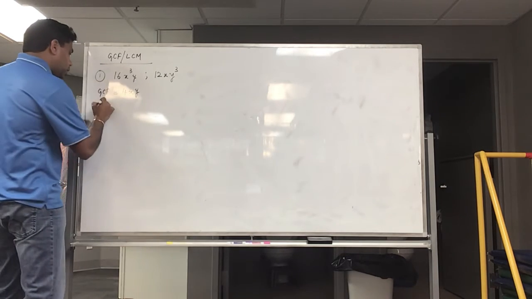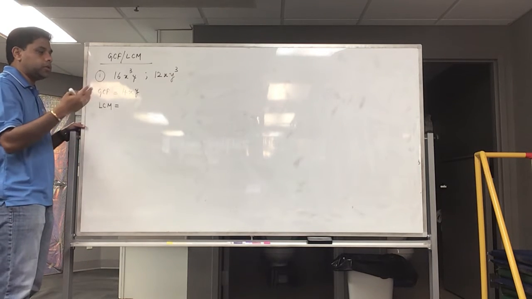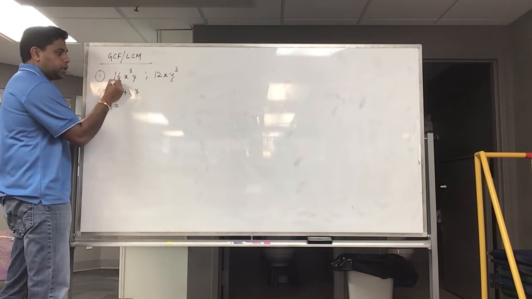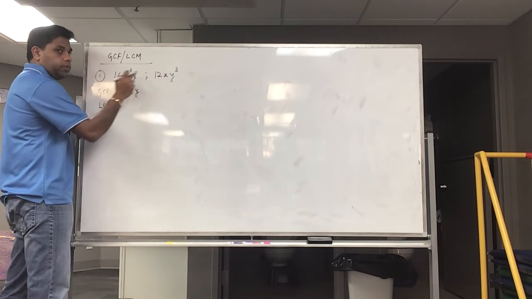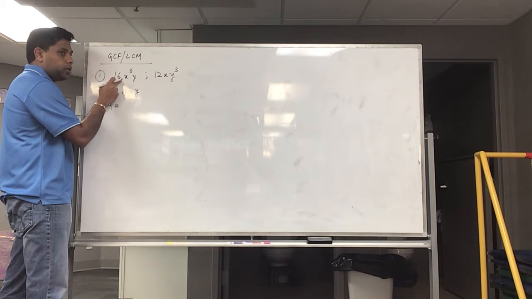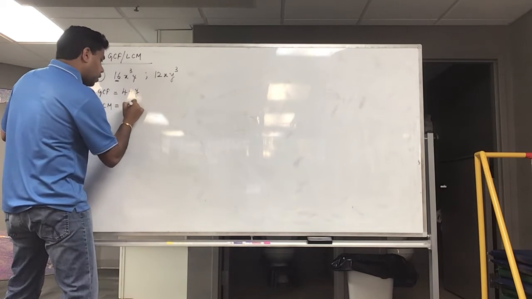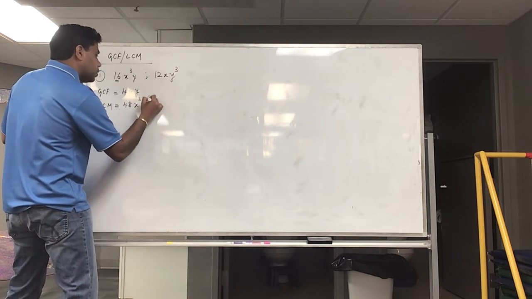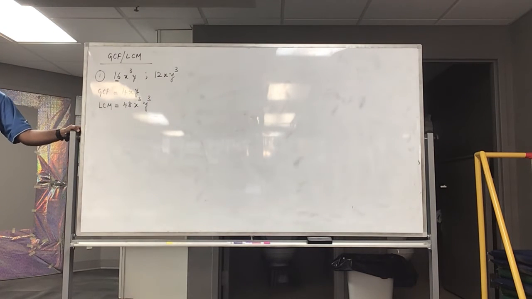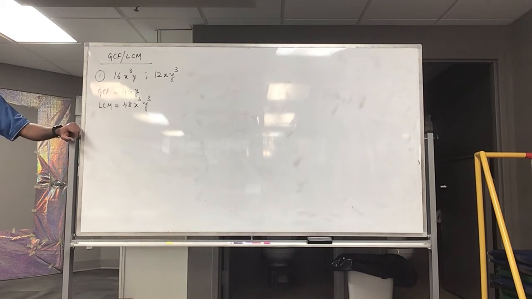Okay? Least common multiple, common multiple. Not factor, multiple, the opposite of it. So you start with the biggest number, 16. 16 doesn't go with 12, right? The next multiple of 16 is 32. That doesn't go. 48, that goes with 12. So 48, and the variables will be the highest exponent. Make sense?